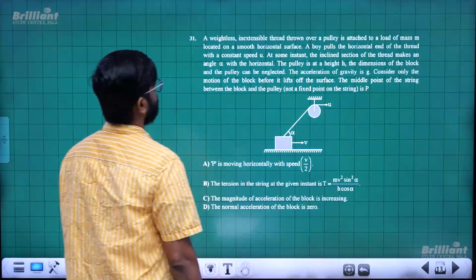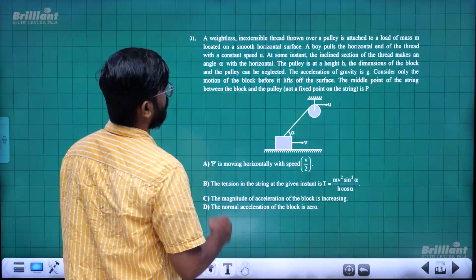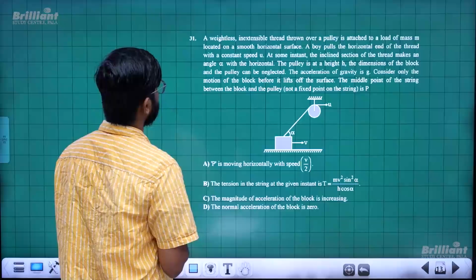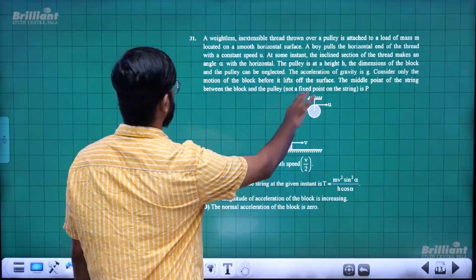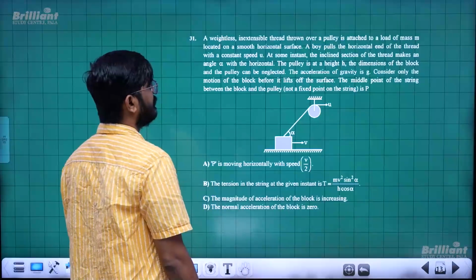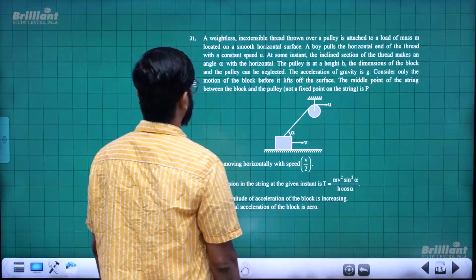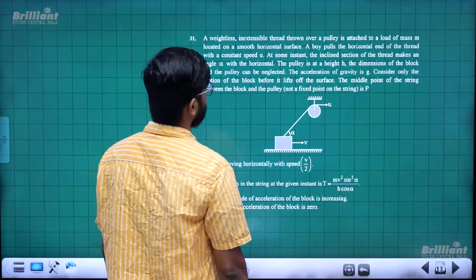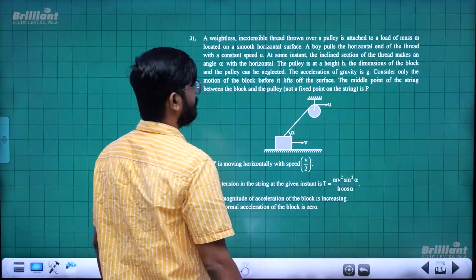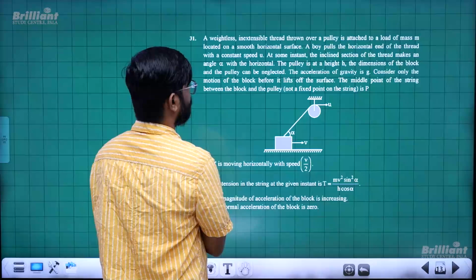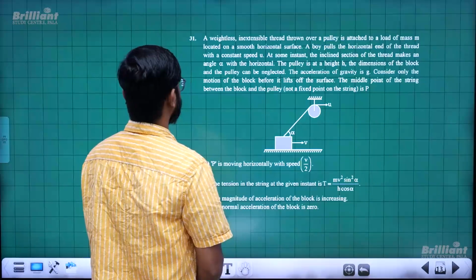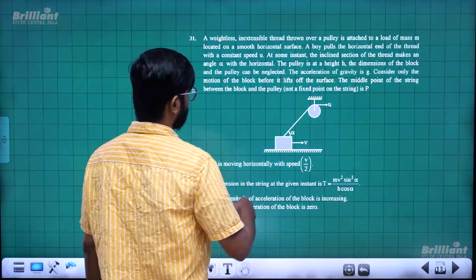A weightless inextensible thread thrown over a pulley is attached to a load of mass m located on a smooth horizontal surface. A boy pulls the horizontal end of the thread with a constant speed u. At some instant, the inclined section of the thread makes an angle alpha with the horizontal. The pulley is at a height h. h is constant, alpha is varying. So right now it is alpha, maybe alpha naught.